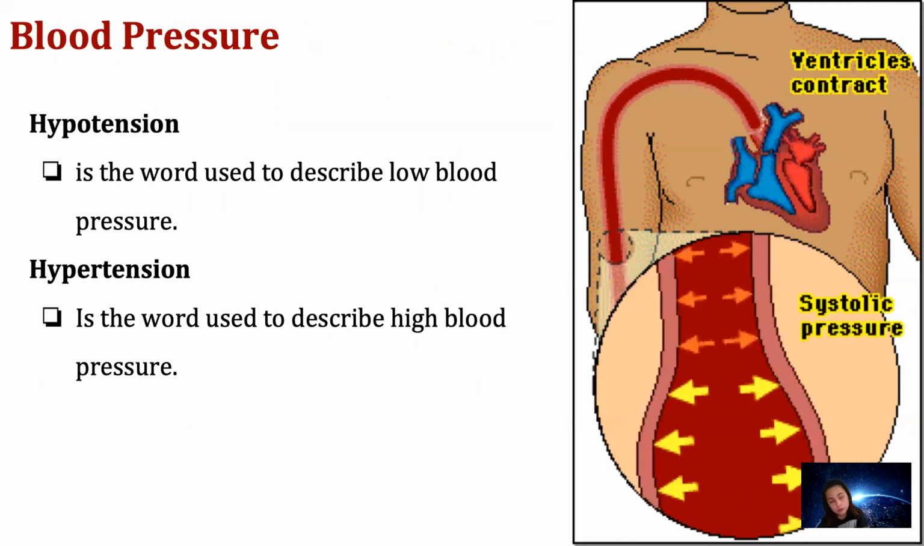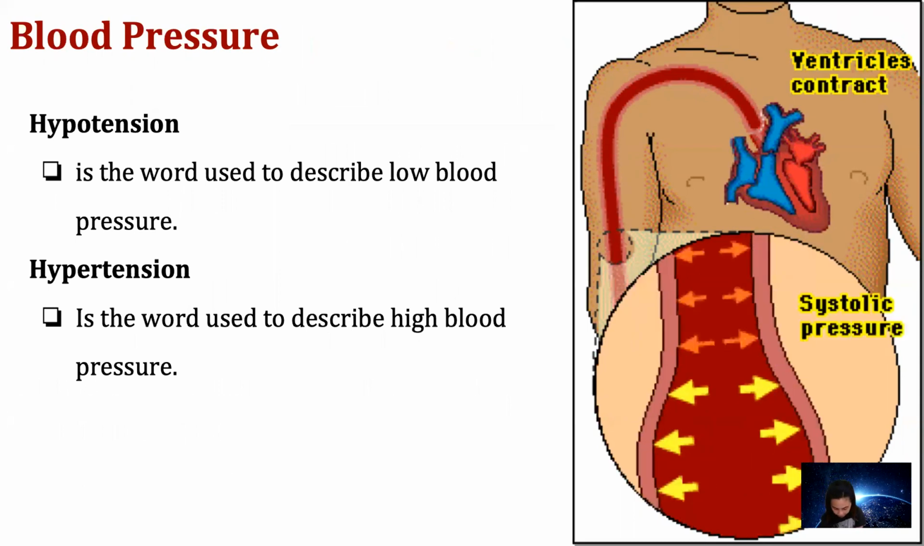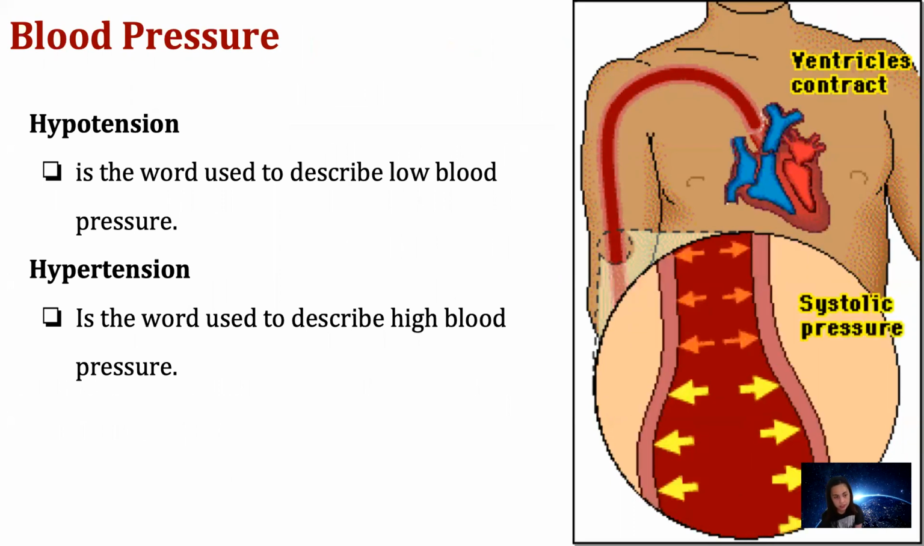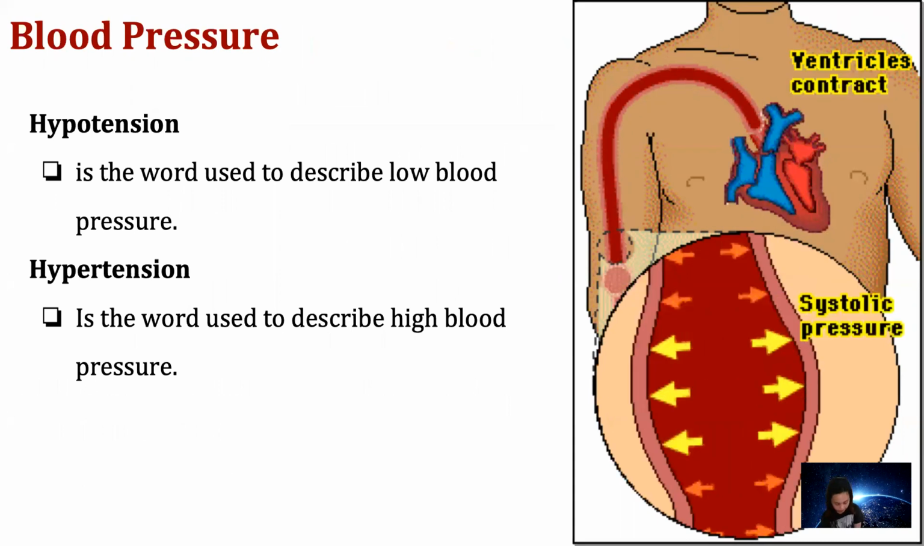So we have different terms also. We are hearing, from blood pressure, we have hypotension and we have hyper. Hypo means low and hyper means high. So it means that hypertension is high blood pressure and hypotension is low blood pressure.